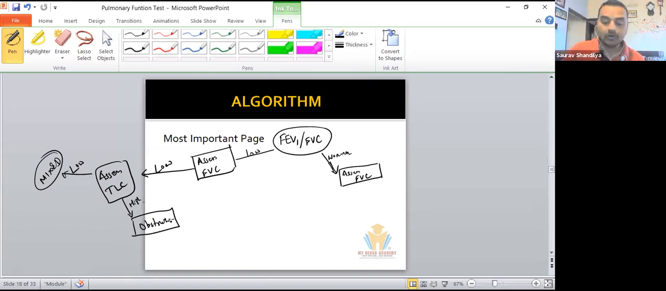So even though FVC was normal or high, it was an obstruction, right? Because more force was needed to take out the air, right? Now, if we see this side, FVC, if it was normal or high, then normally we do one more thing. We try to take that TLC into the picture.